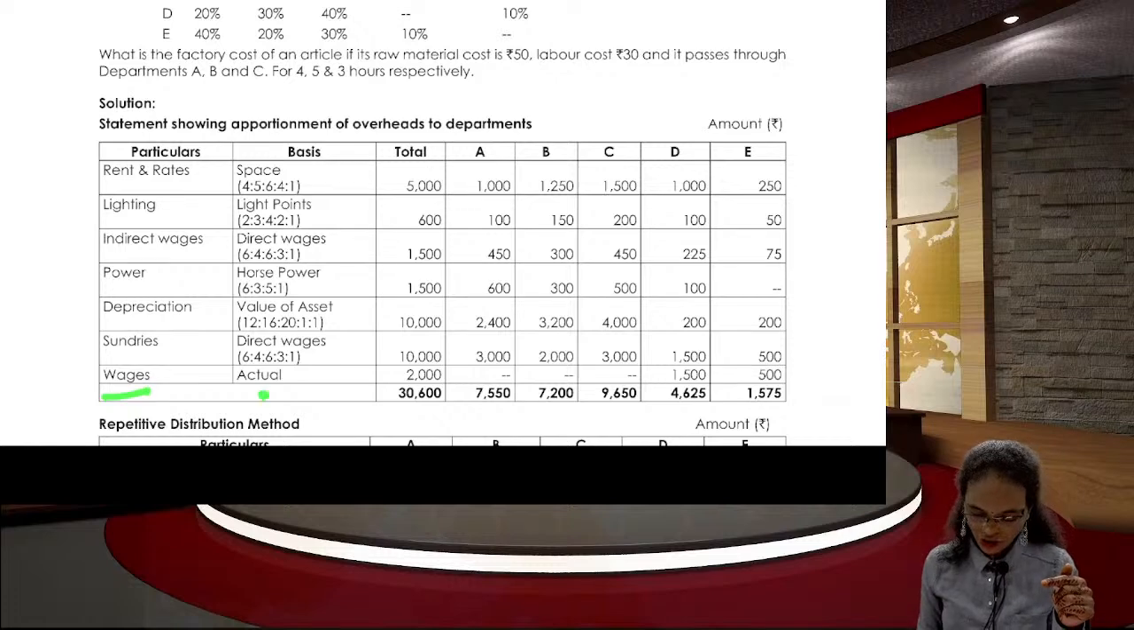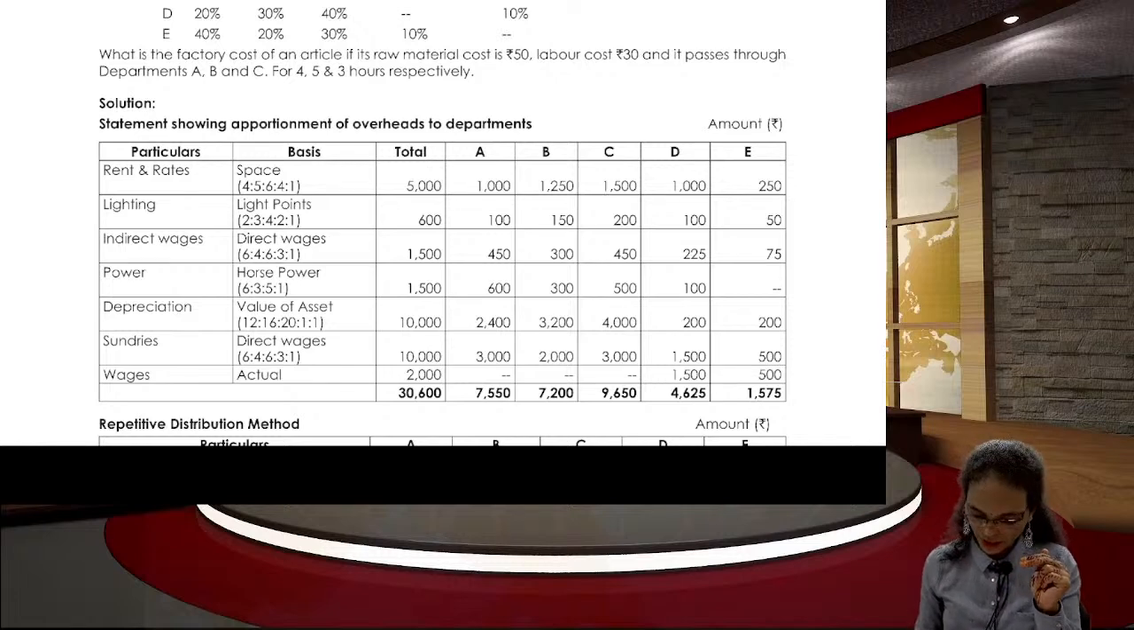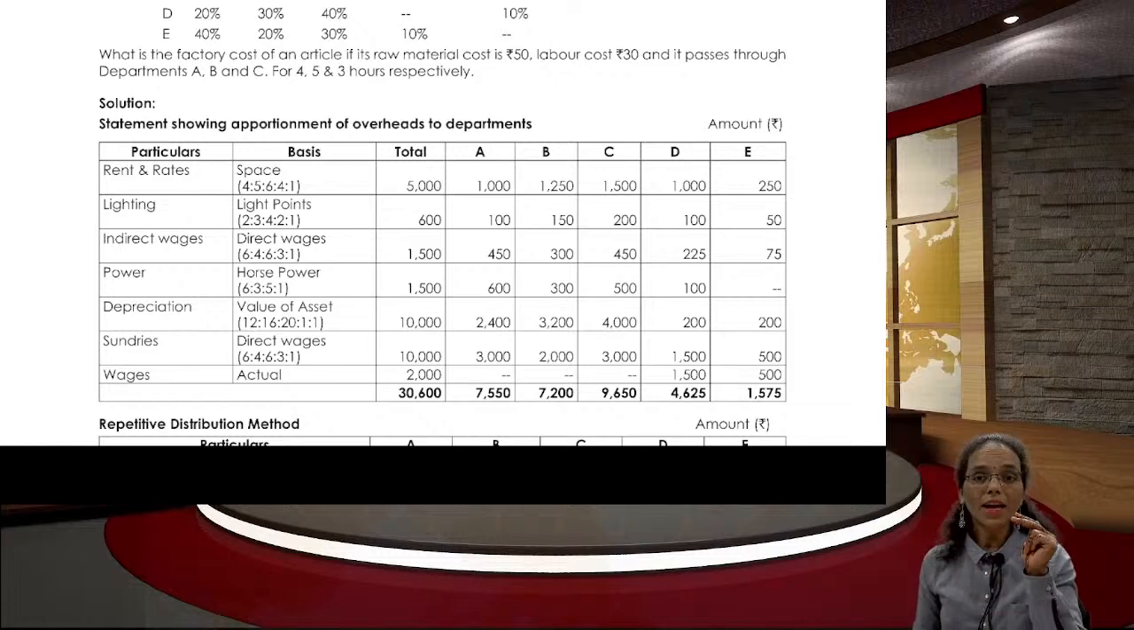Then wages, actual one. I told you wages should be taken only for the service departments, not for the production departments. Once again I am telling you, production departments' overheads and material will form part of the prime cost. So it will not form part of the overheads. You should take the material and labor for the service departments only. If it is given in the question also, you should not take it in the calculation of overheads, right?